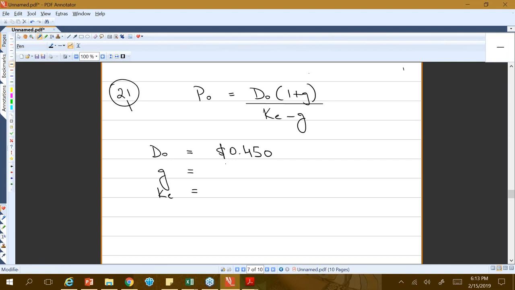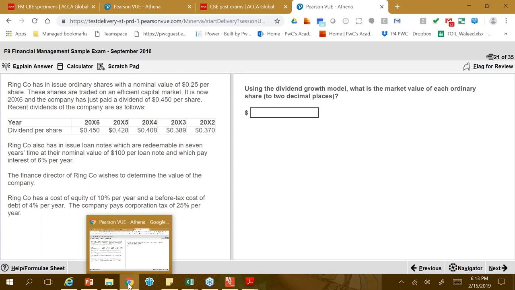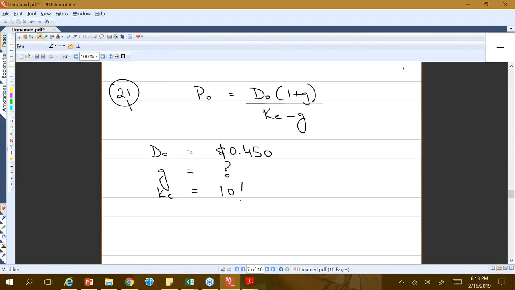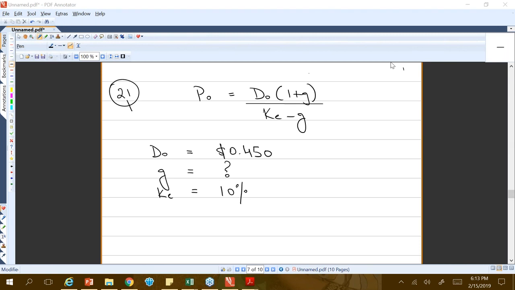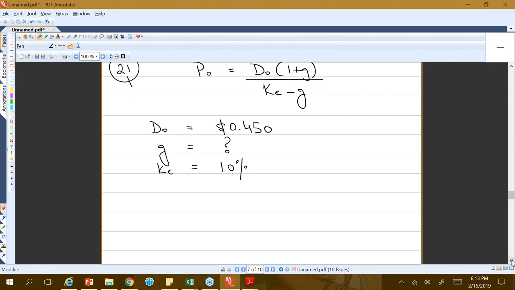Do we have the growth? We'll need to find it. Do we have the cost of equity? Yes, we have the cost of equity as 10%. Now, what we need to do is work out the growth using the historic model. So what is the current dividend? The historic model is (D0 over Dn) to the power of 1 over n, minus 1. So those who attended the Business Finance session 2 would know that this is the historic model.